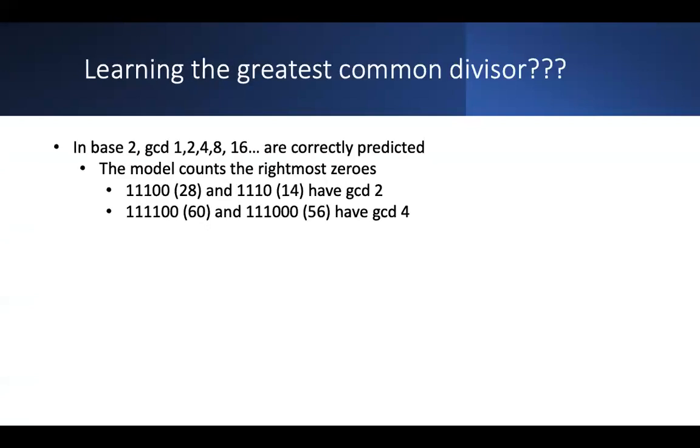And what does the model do? Well, what I suspect it does, or at least it's a rule that explains everything, is that it just counts the rightmost zeros in the case of base 2. You know, you got 28 and 14. This is base 2. You got 2 zeros, you got 1 zero. The model makes them and says, okay, it's 2. Okay, it's wrong. It should be 14, but that's the prediction it does.